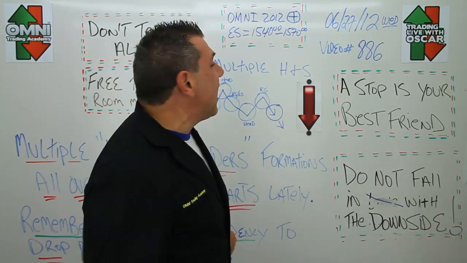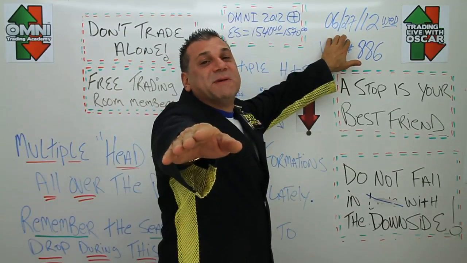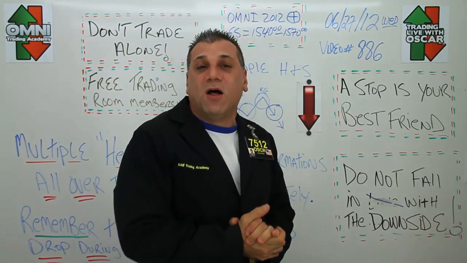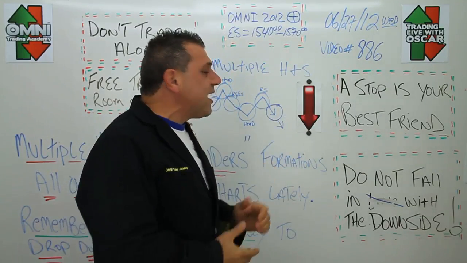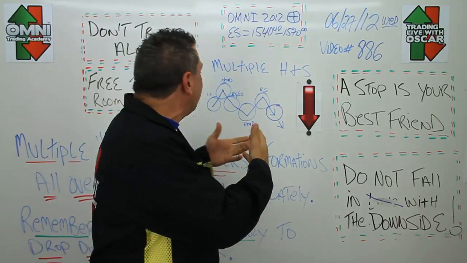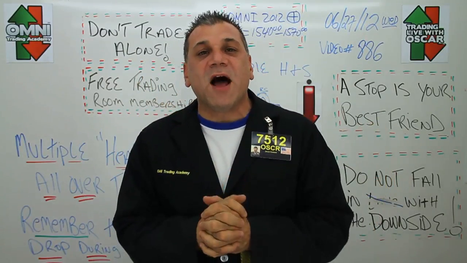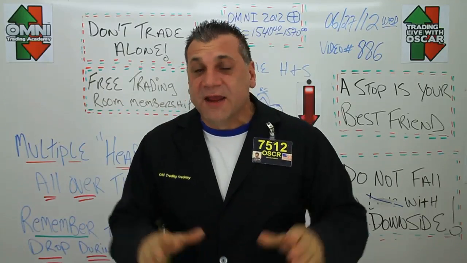Tonight, Tuesday night, for trading on Wednesday. This video is being filmed on Tuesday night for trading Wednesday, June 27th, 2012. We have a red Omni on the board and a lot of things on this board that we're going to discuss. Why is there a red Omni for trading on Wednesday?